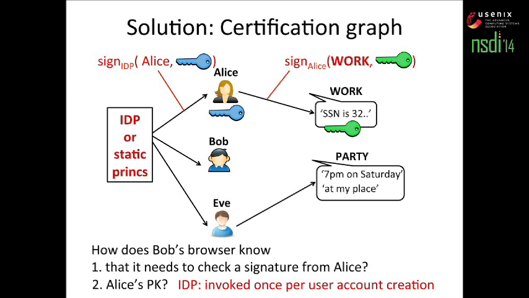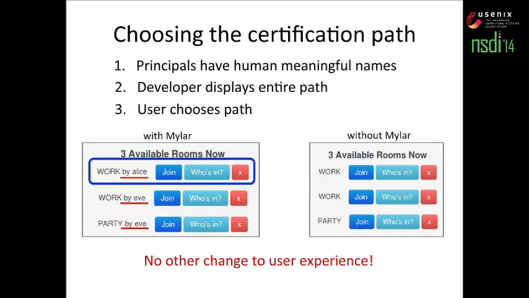But how does Bob's browser know that it needs to check a signature from Alice, and how does it know Alice's public key? For the second question, we use a trusted identity provider service, or shortly IDP. This is used to bind a username to a public key, and is only invoked once when a user creates an account. In fact, we show in our paper that a large class of applications don't actually need an IDP because they have something called static principals in their application logic. Okay, but how does Bob's browser know that he needs to check a signature from Alice? And that is done with help from the user.